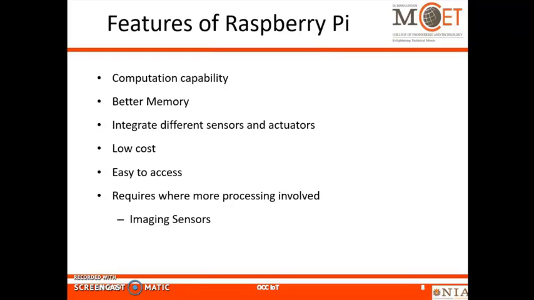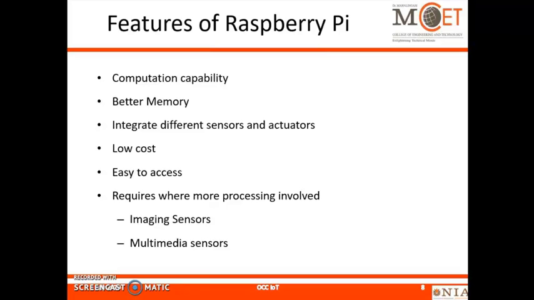And one major advantage in this is it is used in most of the applications where more processing is required. So for example, imaging sensors and different multimedia sensors. So likewise in these two examples where more processing is required, automatically the Raspberry Pi comes into the picture when compared to Arduino. So this is why it is often used when compared to Arduino. So these are all about the features of Raspberry Pi.